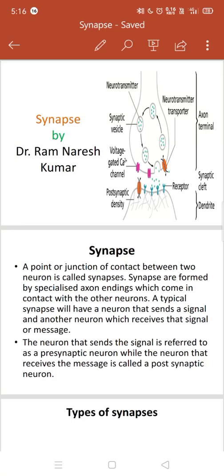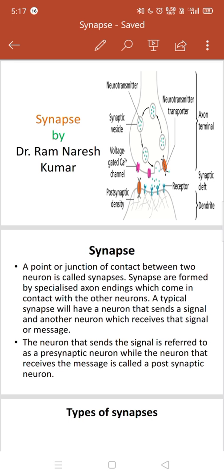Hello, good morning, friends. Today I am going to discuss synapse. In the nervous system, the function or process of synapse is important. Without this function, any transmission of impulse is unable to perform.